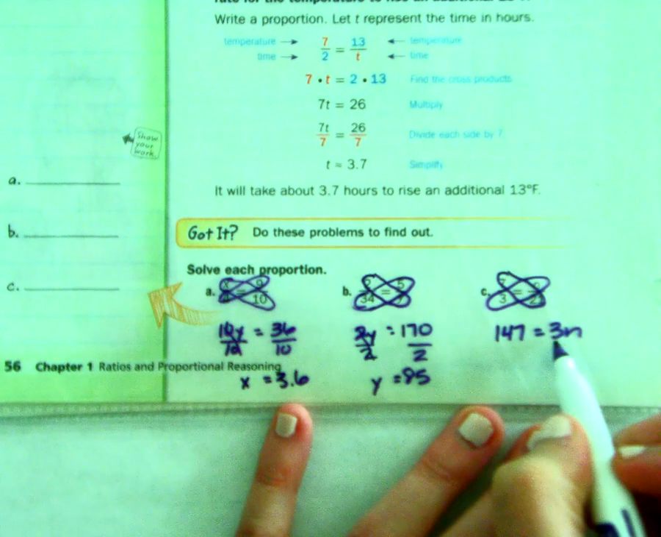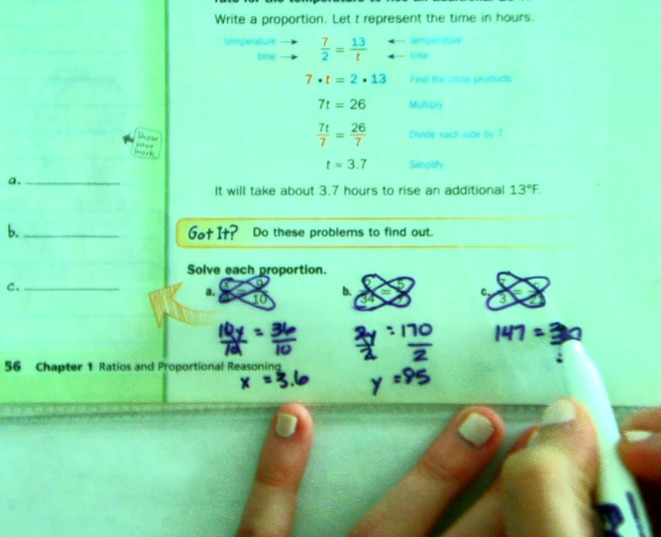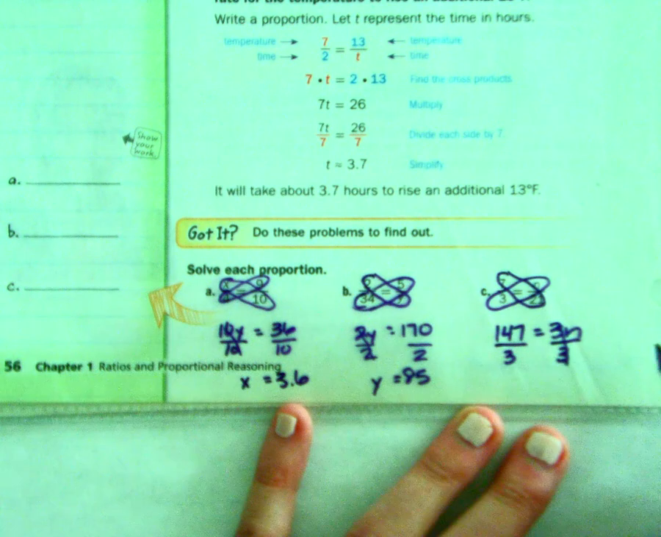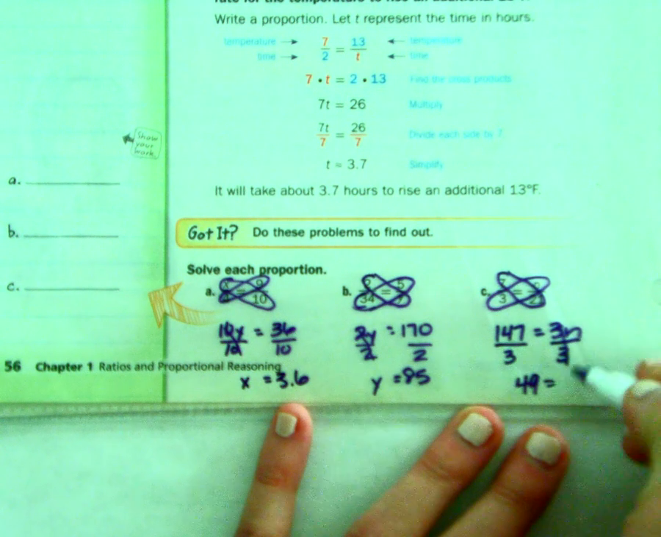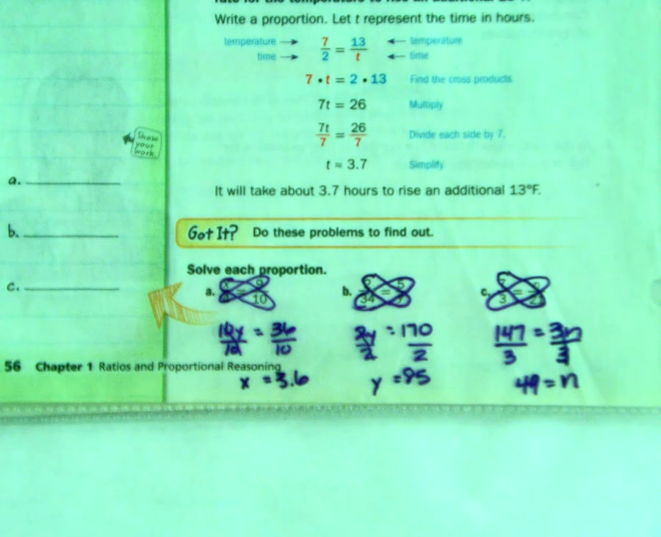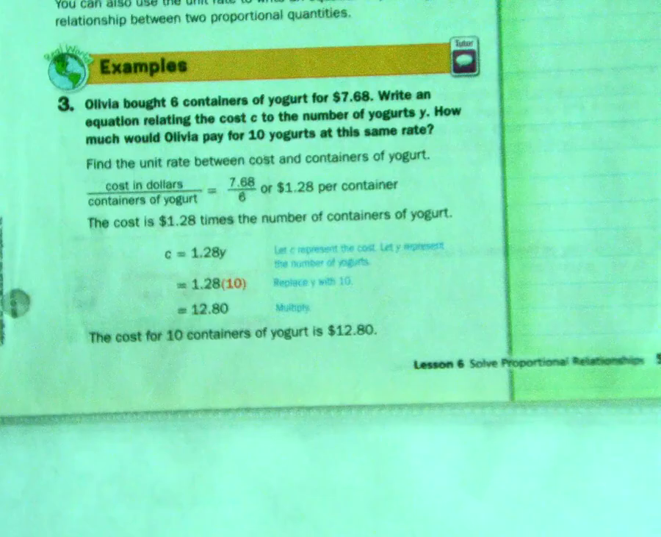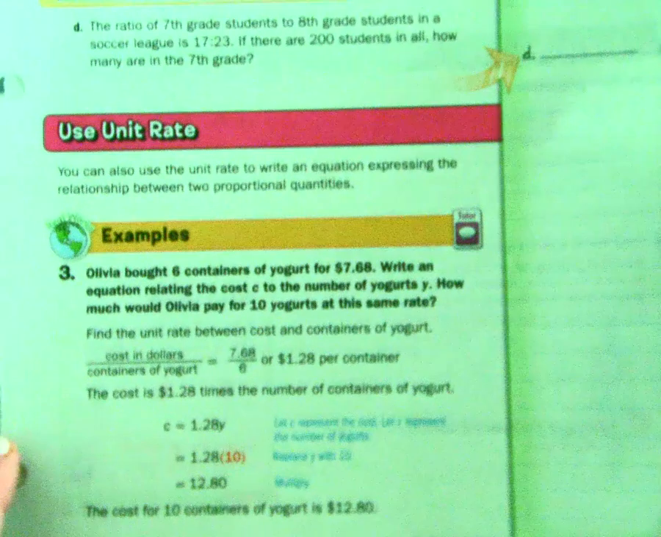Since I'm taking 3 times n, I'm going to divide by 3. What I do to one side, I have to do to the other. So 147 divided by 3 is 49. And the 3 is simplified, so I'm left with n. So 7 over 3 is the same thing as 49 over 21. Okay, if we turn to the next page, example D.